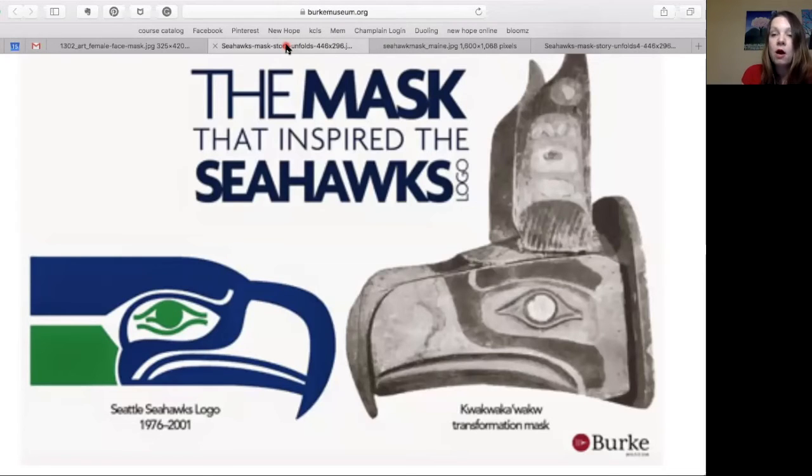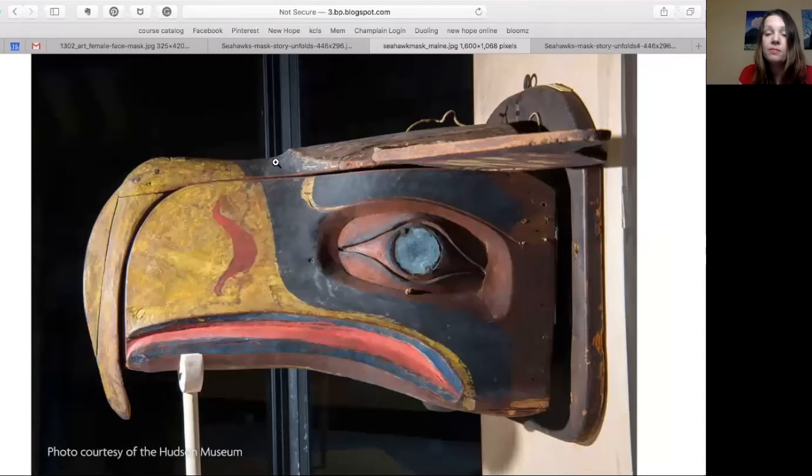It was based on a Native American mask from the, I'm not going to get this right, the Wakwau nations. And it's a very long name. You can try to pronounce it yourself right there. That's a Pacific Northwest tribe. They use this mask in dances, and it's a special transformation mask, and I will show you why that is special in a moment. But first, let's look at it up closely.